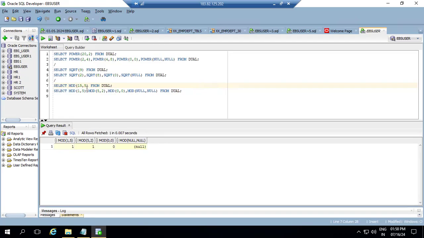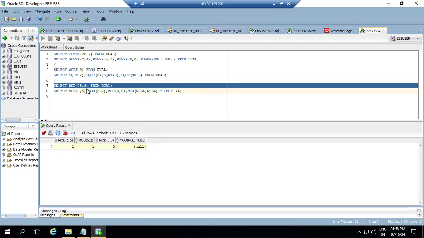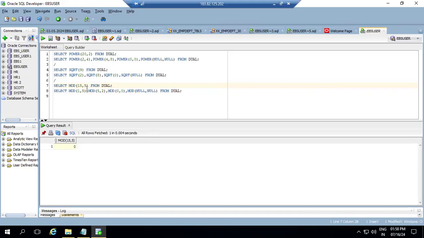So 15 should be divided by 5. What is the value over here? It is showing 0, right? So how is it considering now when I'm giving 1 here? Have you understood the concept, how it is working, how it is taking the output here?